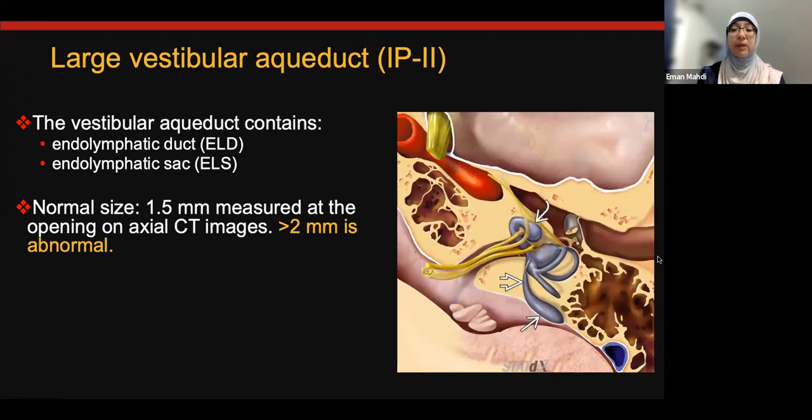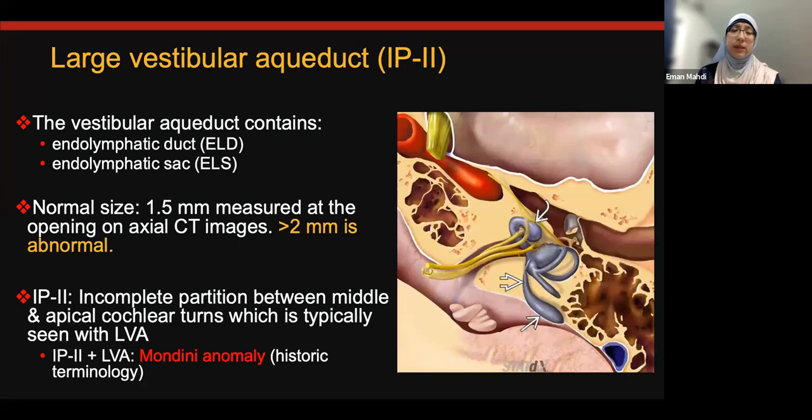Normally the size of the vestibular aqueduct at the site of opening should be 1.5 millimeters. When it's more than 2 millimeters, that's where you consider it abnormal. When there is a large vestibular aqueduct, you should check the cochlear development, because it can be associated with some sort of incomplete partition between the middle and the apical turn. That's what they call Mondini deformity. We don't use the Michel or the Mondini terminology anymore. It's better to be descriptive of what you see from the abnormality.